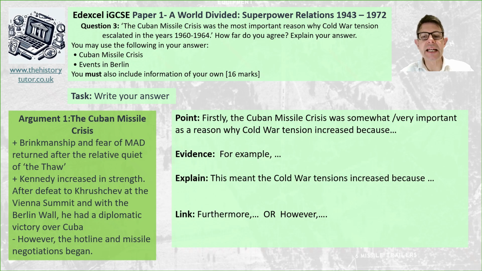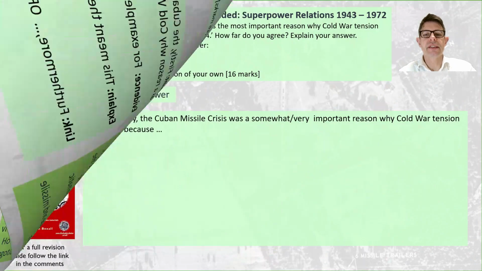Then you're going to explain the impact on tensions in the Cold War. And you could do a furthermore or however, depending on what you said at the start. If you said somewhat useful, you probably need to say however. If you said very useful, you probably need to do another strength, a furthermore. Okay, so let's work through this together, shall we?